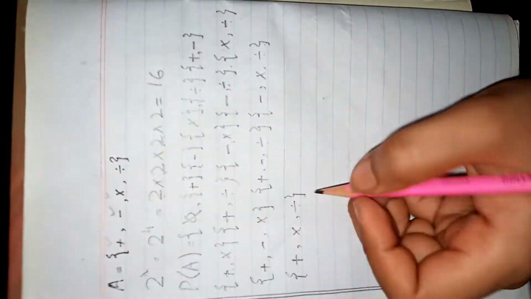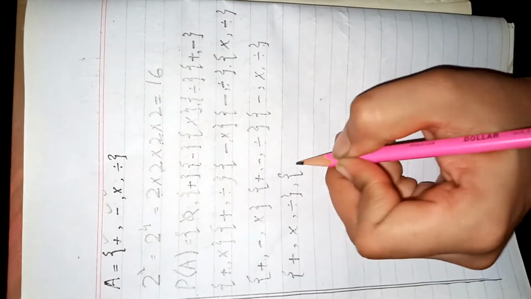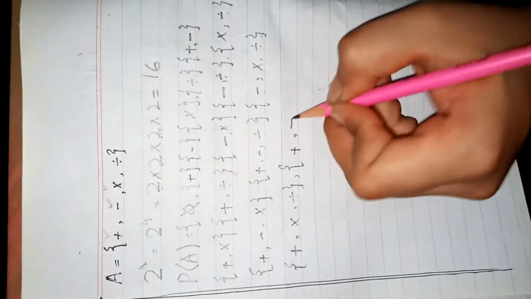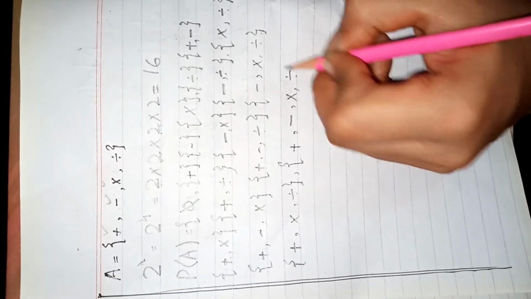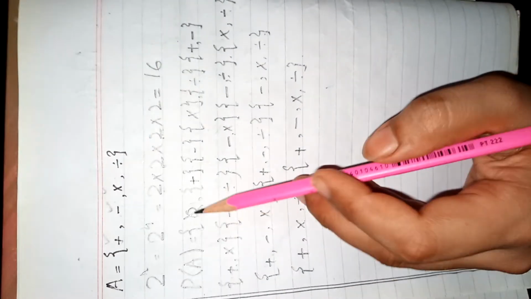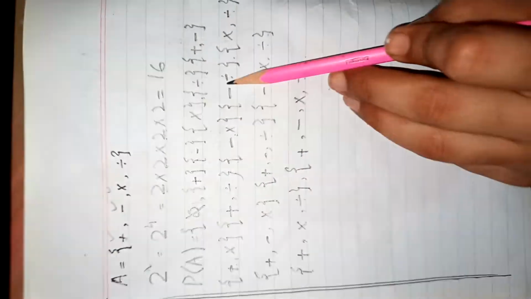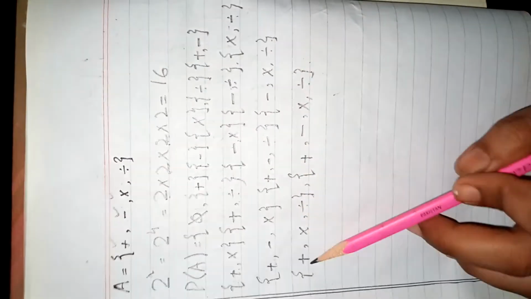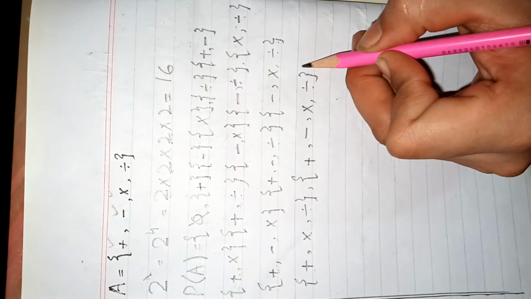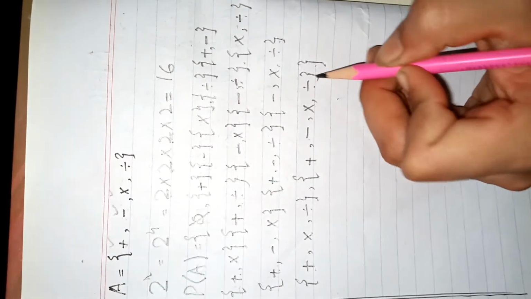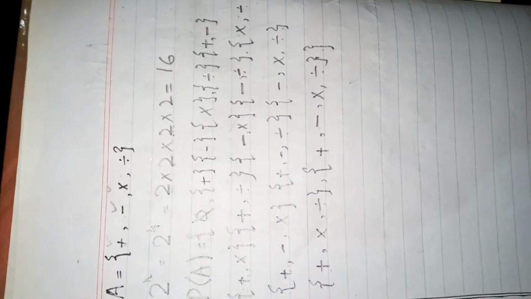And then in the last we will have 4 elements in the set: plus, minus, multiply and divide. Now we will count: 1, 2, 3, 4, 5, 6, 7, 8, 9, 10, 11, 12, 13, 14, 15, 16. So we will close our curly bracket. This is our required power set of set A.